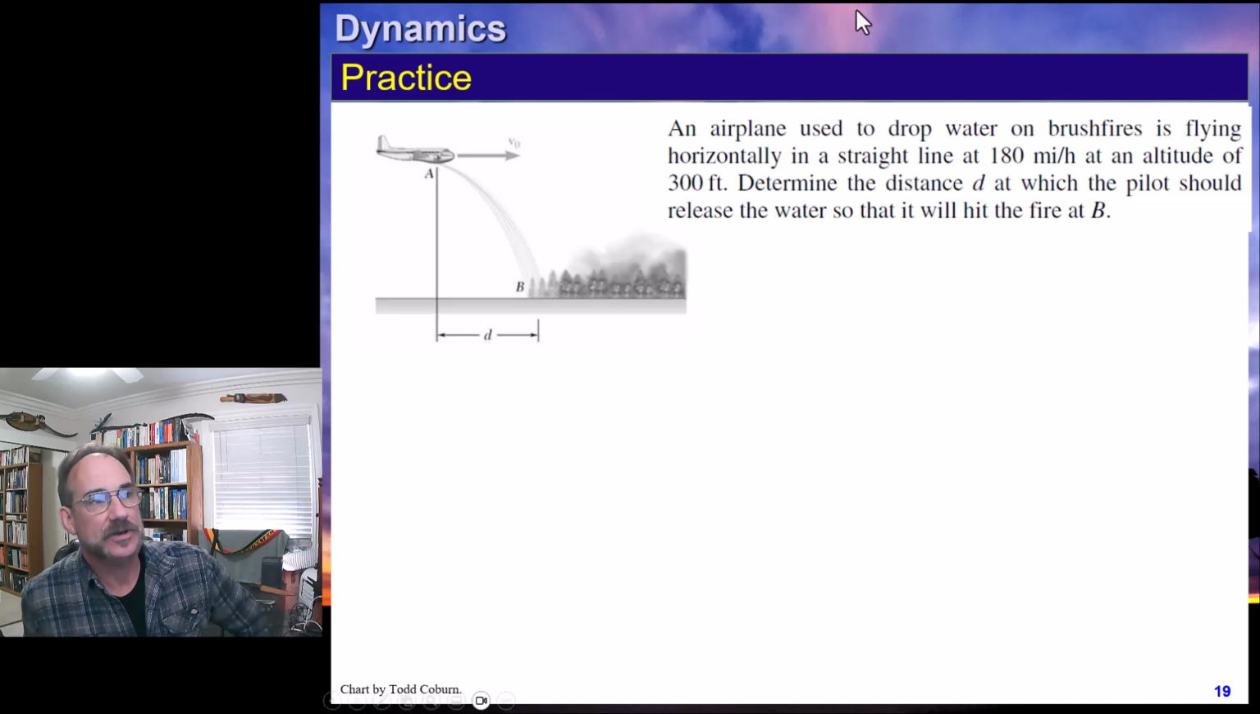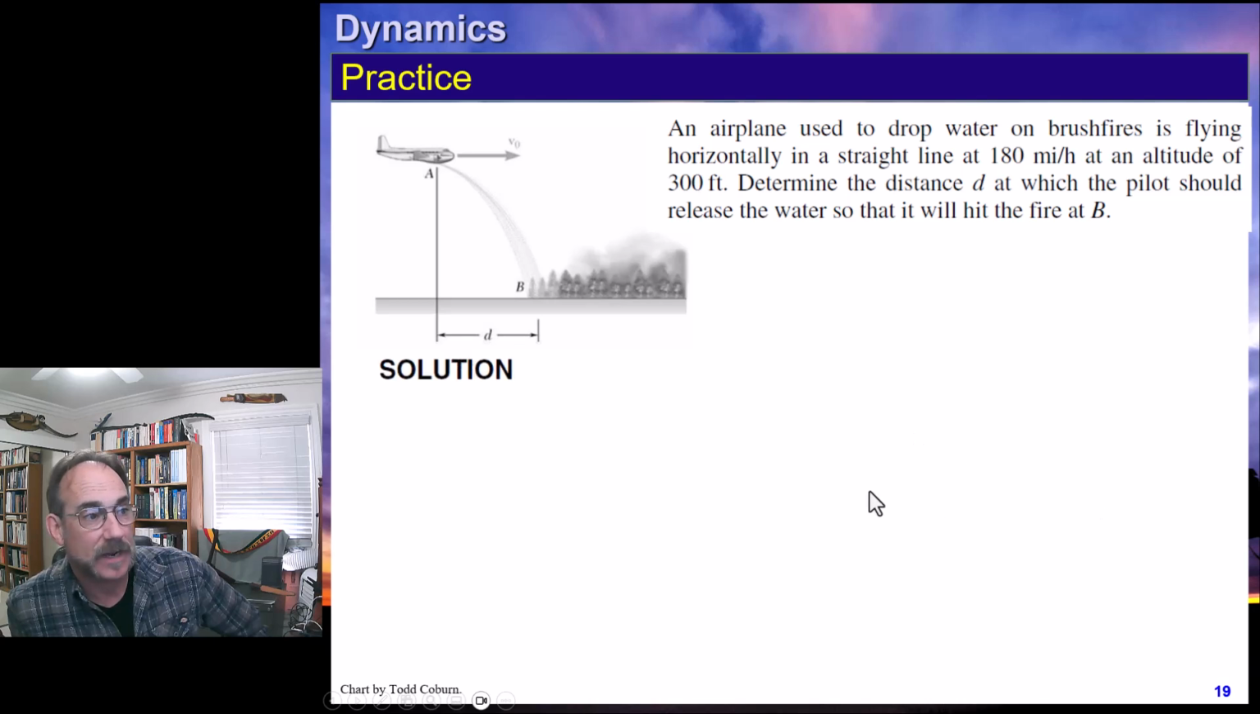We have an altitude of 300 feet. Determine the distance at which the pilot should release the water. So if we want to release the water, we have the initial position here. What we're going to be trying to do is calculate this X position, and it's going to be a function of how long this takes to drop, right? We're going to have to use the vertical information and the horizontal information.